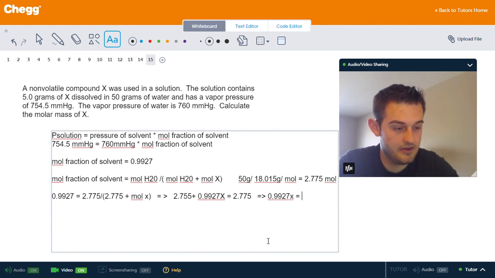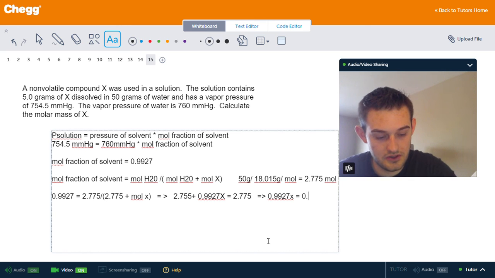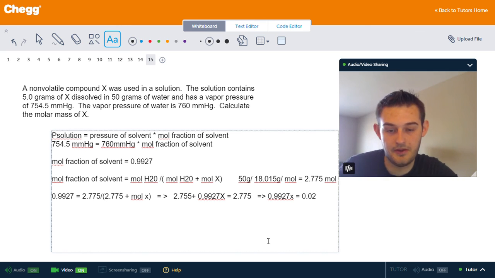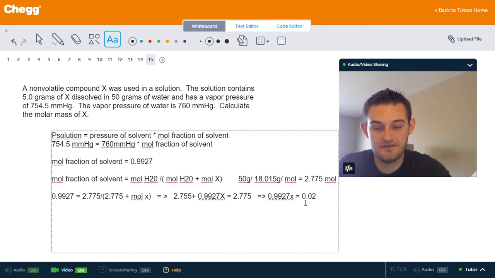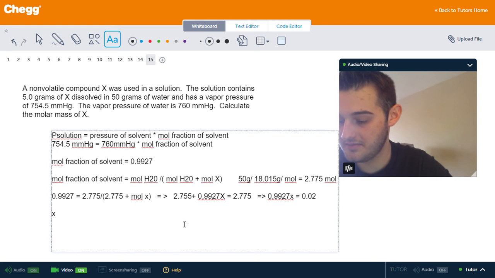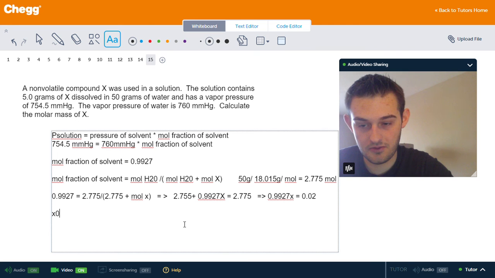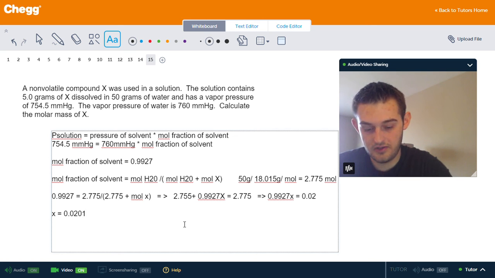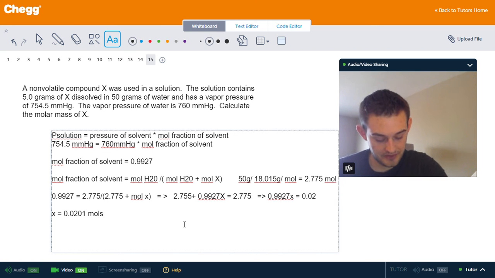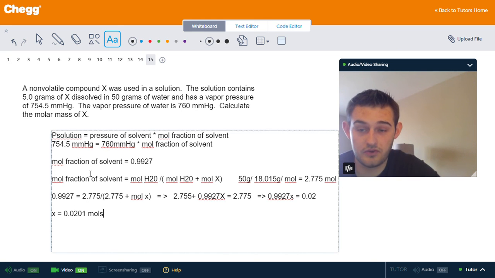I have to do that really quickly. 0.02. Okay. And so now to solve for x, I just divide the 0.02 by the 0.9927, and x comes out to be 0.0201 moles.